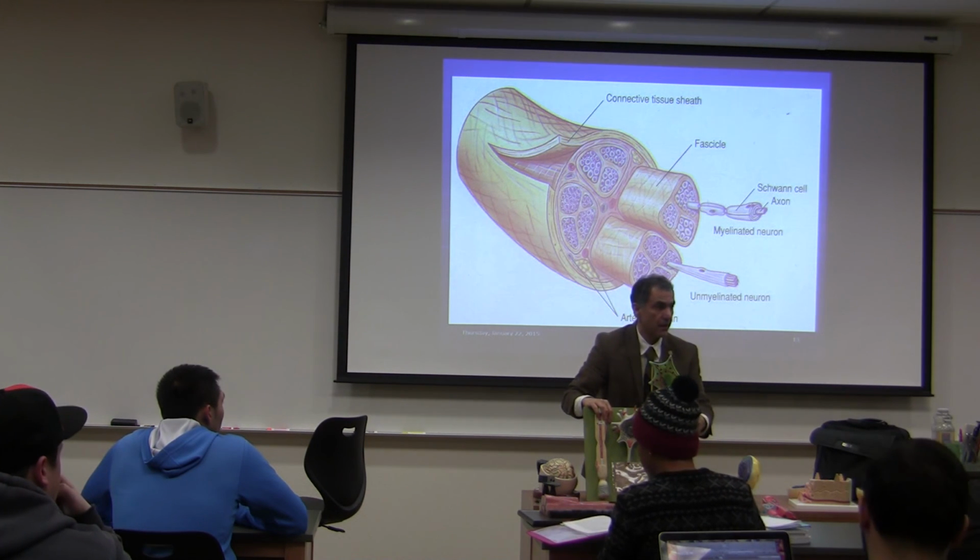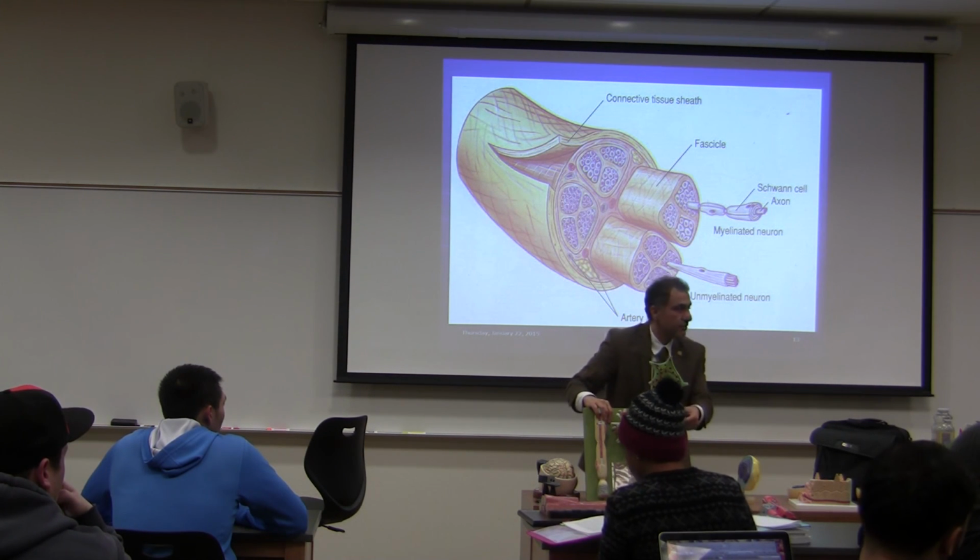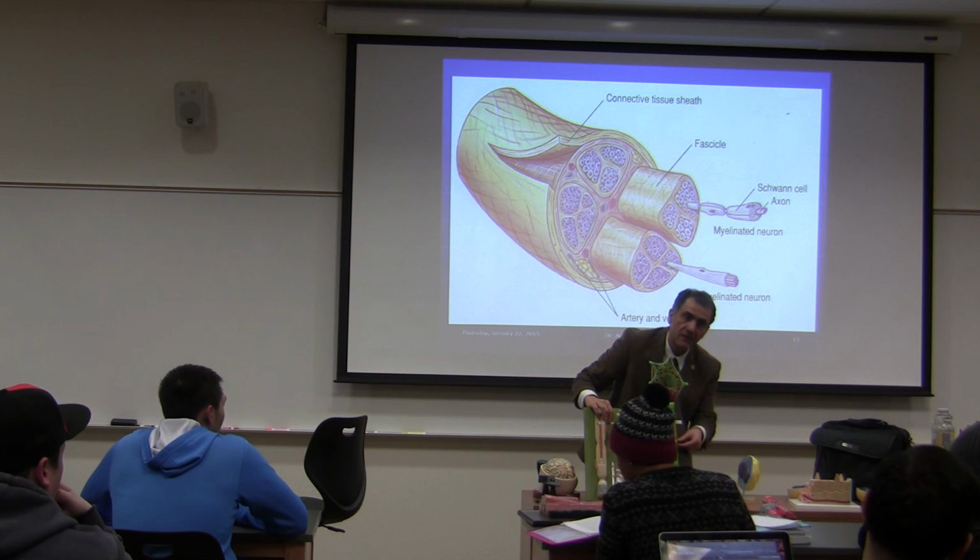Unmyelinated neuron, on the other hand, it has to go through every segment of the axon. Right?